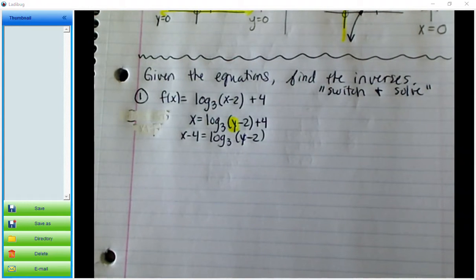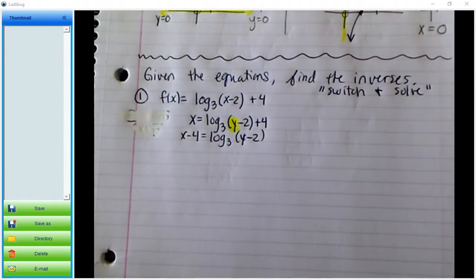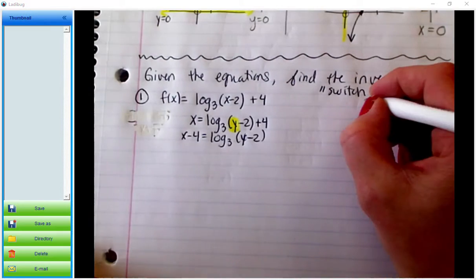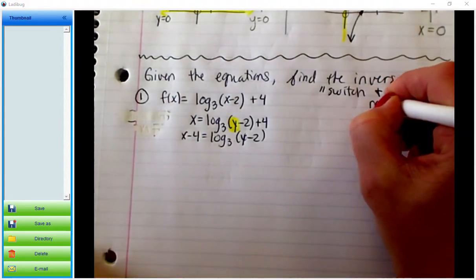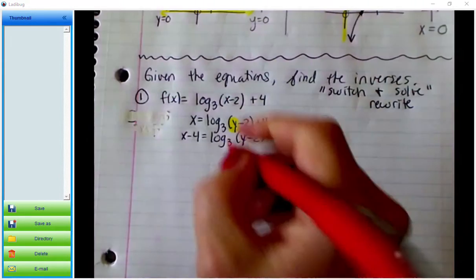But could I rewrite this into the other format? Can you rewrite this statement as an exponential? And see what happens. So I'm going to say switch and solve. Rewrite. Right, that little first part of your quiz, rewrite it. I'm going to highlight the different sections. I like to circle my base. I like to identify the base.